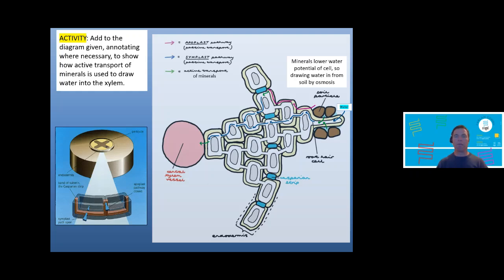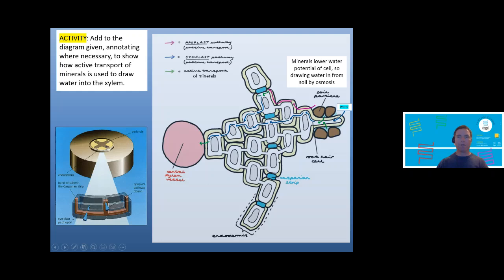So all I'm showing with this activity is the additional role of minerals in the transport of water. You can see that, of course, the minerals need to be transported too. Minerals are perfectly capable of moving via the apoplast pathway, but once they get to the Casparian strip, they will have to be actively transported into the cytoplasm and then move via the symplast pathway from there.